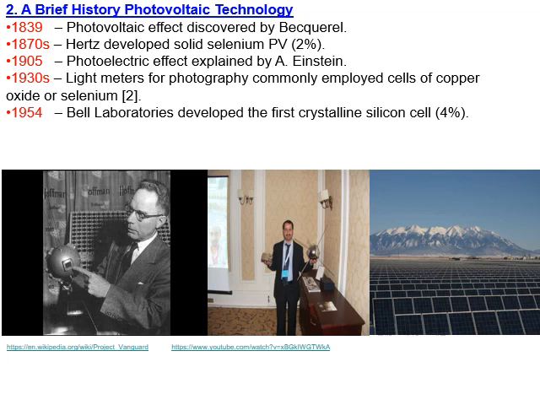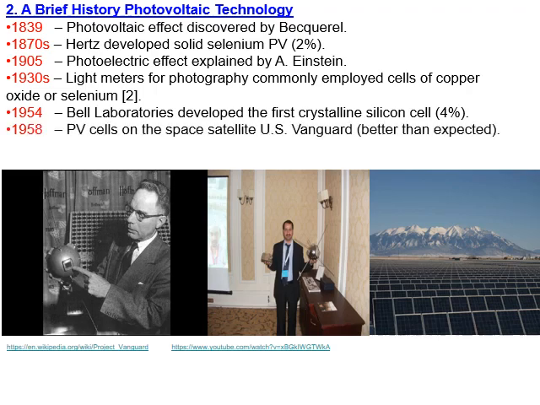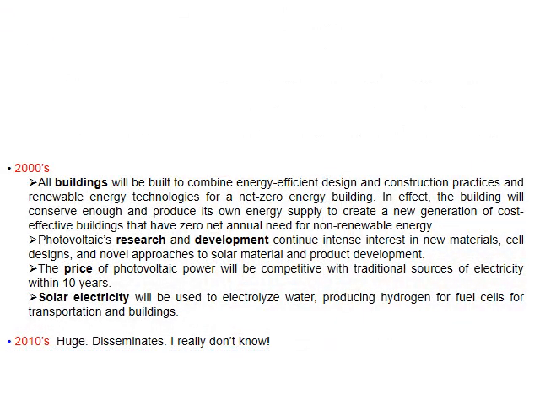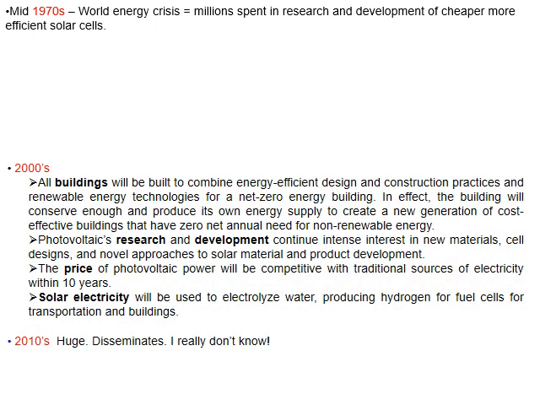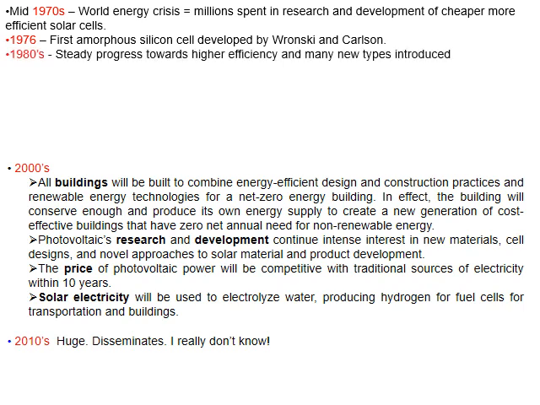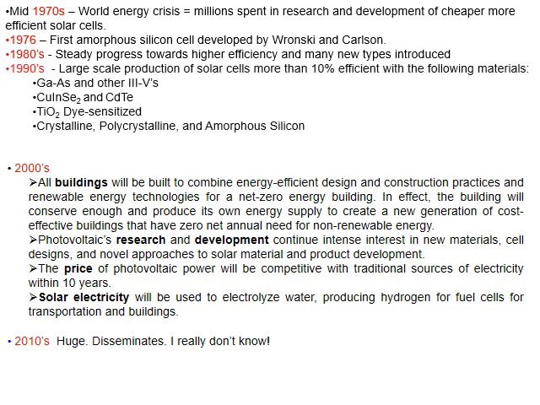Bell Lab developed the first crystalline silicon cell with 4% efficiency in 1954. Four years later, they used it in the Vanguard project to supply energy to the satellite. And in 1970, when the world energy crisis came, more interest in this technology happened, and more investment and research developed. Also, the first amorphous silicon cell was developed in 1976. In 1980, more materials were used and efficiency was developed, and this continued through the 90s.